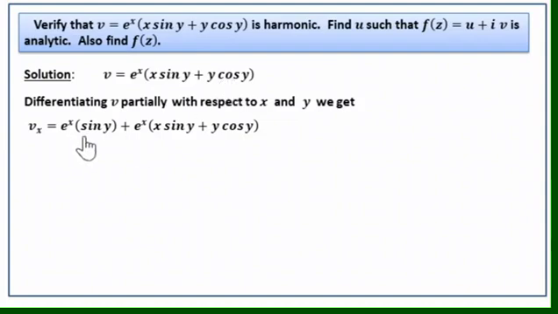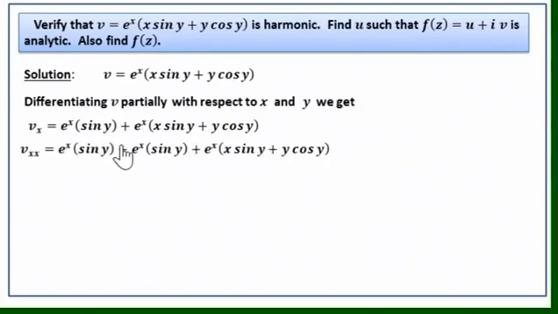So this is the first term using the product rule. Next term, keep x sin y plus y cos y, the second function, constant. The derivative of the first function e power x is e power x. So this is vx. Similarly, find vxx, that is, differentiate vx partially with respect to x again, keeping y constant.